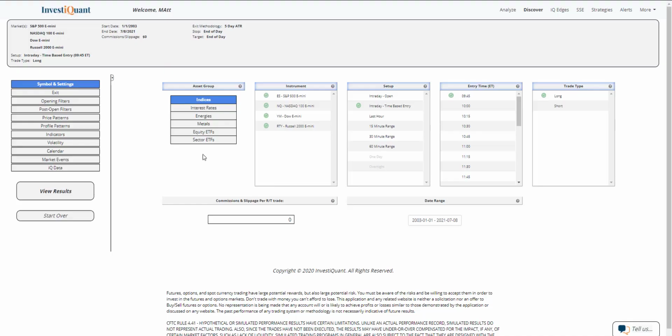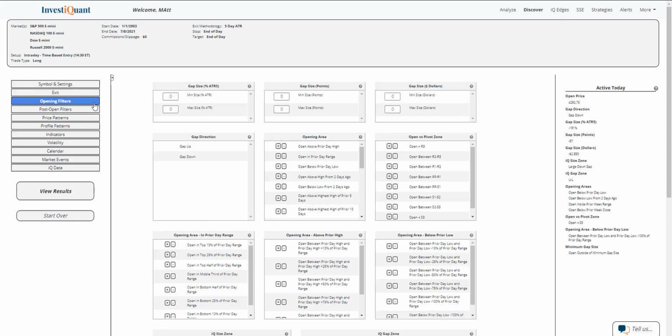Let me go ahead and hop into Discover, load it up. I'm going to use a time-based entry of 2:30 today. I'm trying to shift these times around just a little bit, so I'm not always doing a 3 p.m. But today I'm going to be using a 2:30 p.m. Eastern Time entry here. It'll be set up as a long that will exit at 4:15 p.m. Eastern Time. Now, the opening filter I'm going to be using here is open up below the prior session low. So that's available here in the opening area section, open below prior day low.